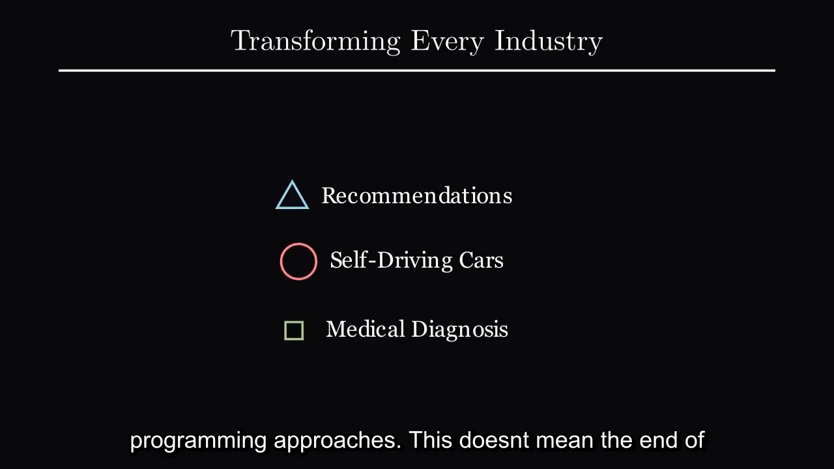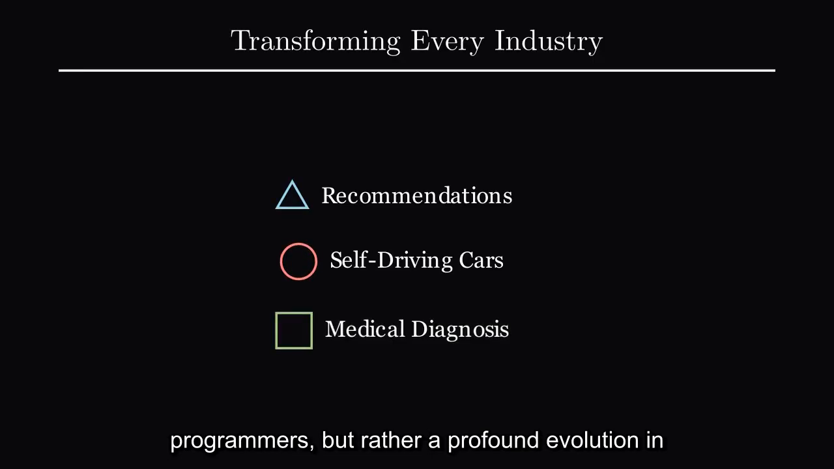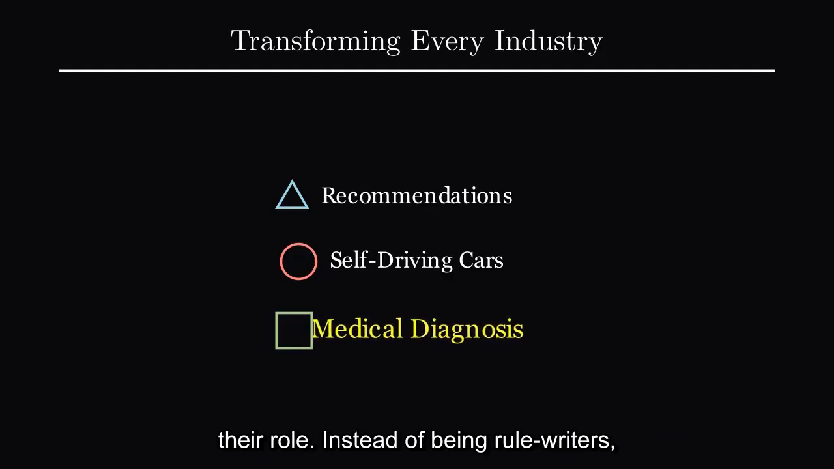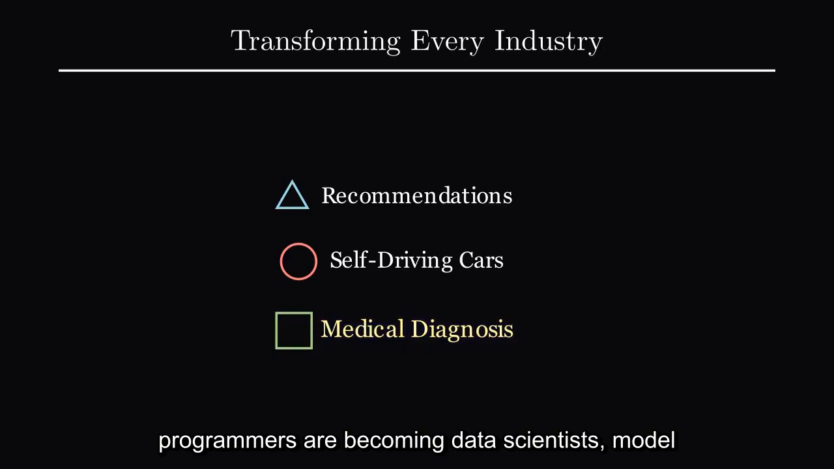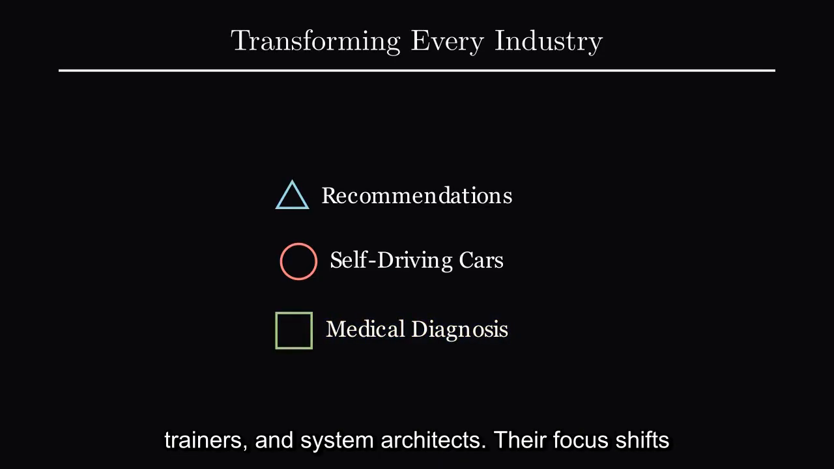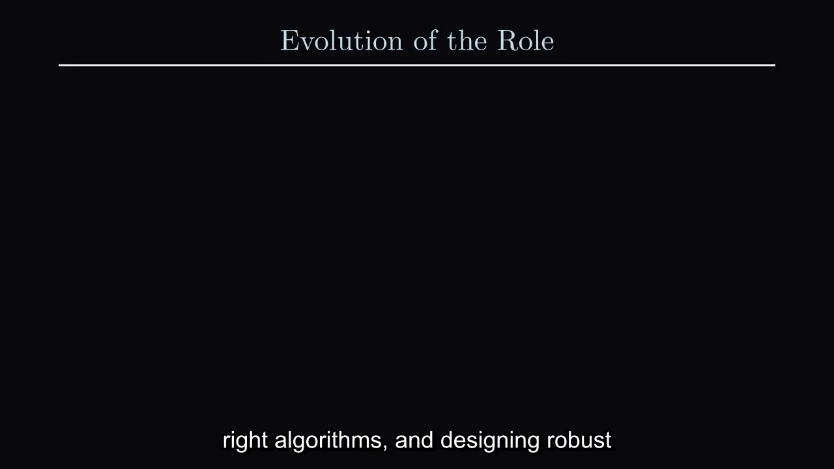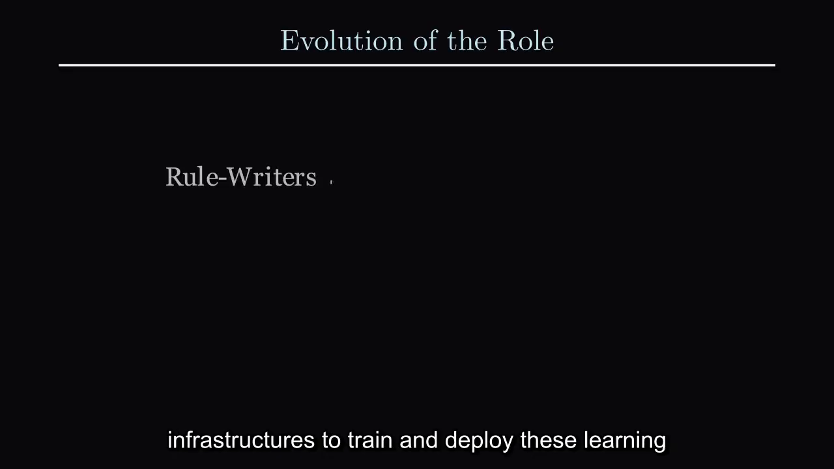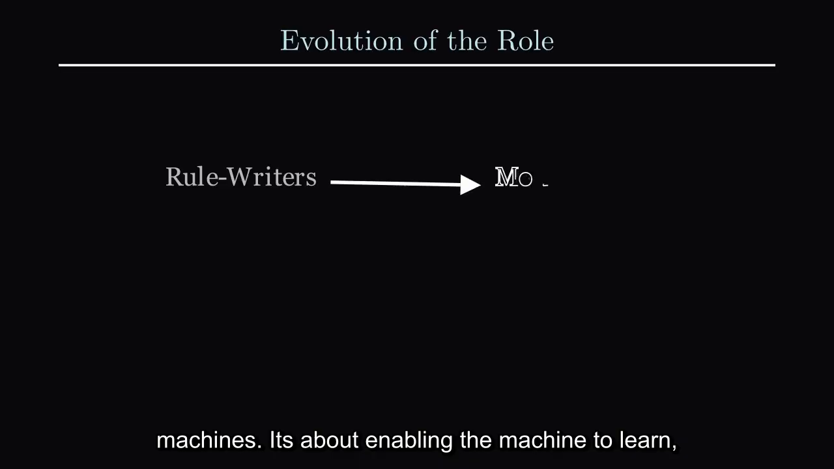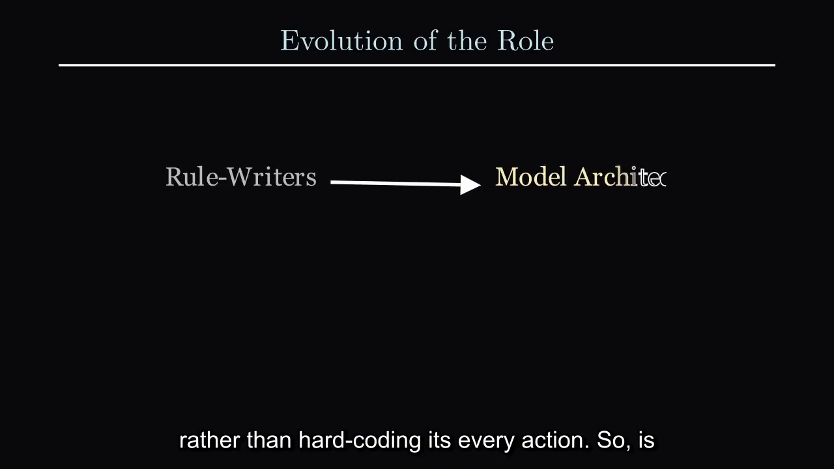This doesn't mean the end of programmers, but rather a profound evolution in their role. Instead of being rule writers, programmers are becoming data scientists, model trainers, and system architects. Their focus shifts to curating vast datasets, selecting and tuning the right algorithms, and designing robust infrastructures to train and deploy these learning machines. It's about enabling the machine to learn, rather than hard-coding its every action.